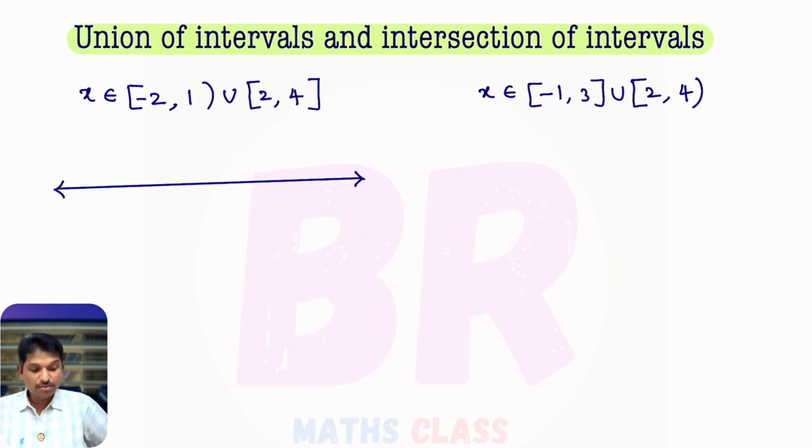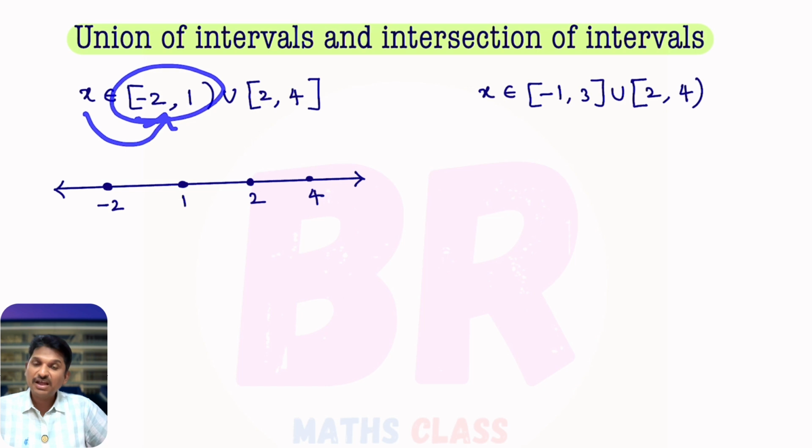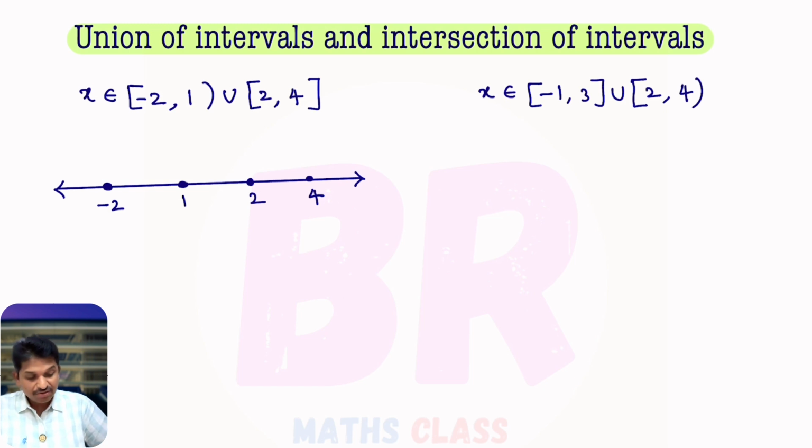First, I'll draw the number line, and whatever numbers are there, I'll mark as per number line order. See, what it means: x belongs to the union of these intervals means x can be in this interval. That means x can be this value or x can be this value. Union means the value which may be in this set or in this set, or it can be in both sets also. That also we'll discuss in an example, right?